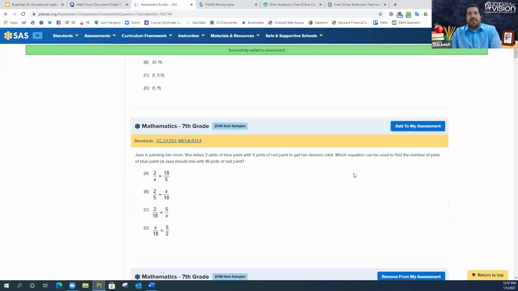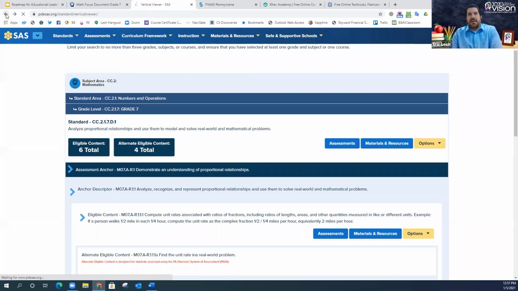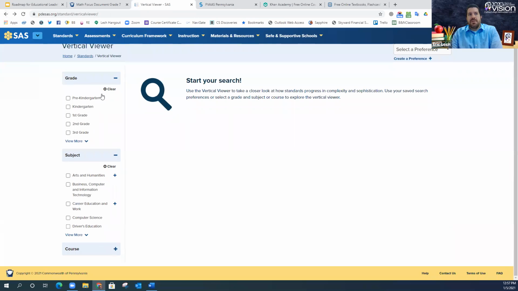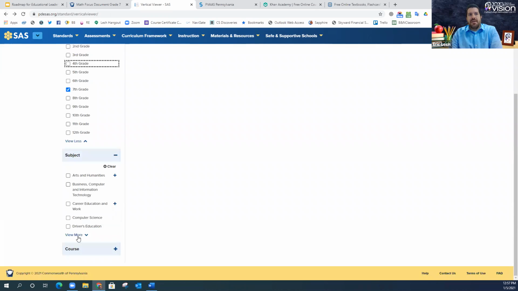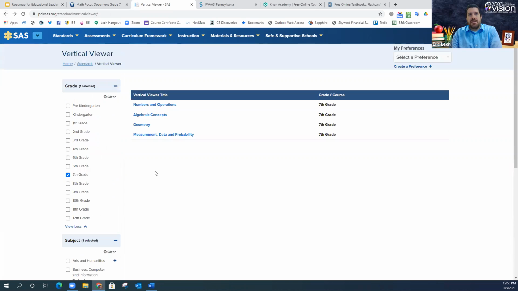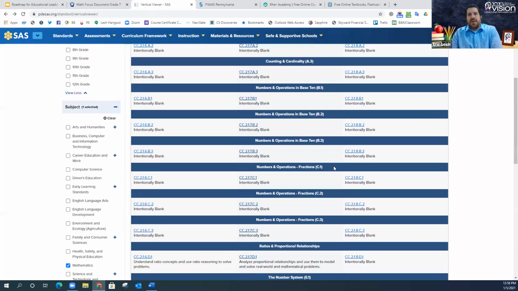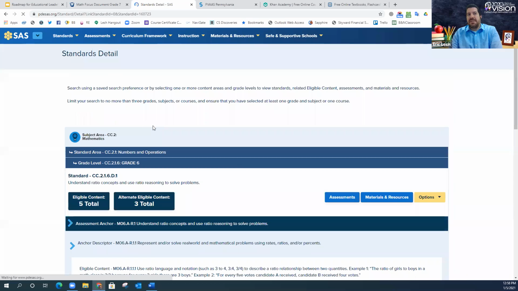Now, I've done a nice job of collecting questions that are part of the 7th grade standard set, but I might want to also go back to my vertical viewer for that 7th grade math under numbers and operations. And I might want to do the same thing, but find some questions that are about that prerequisite skill.